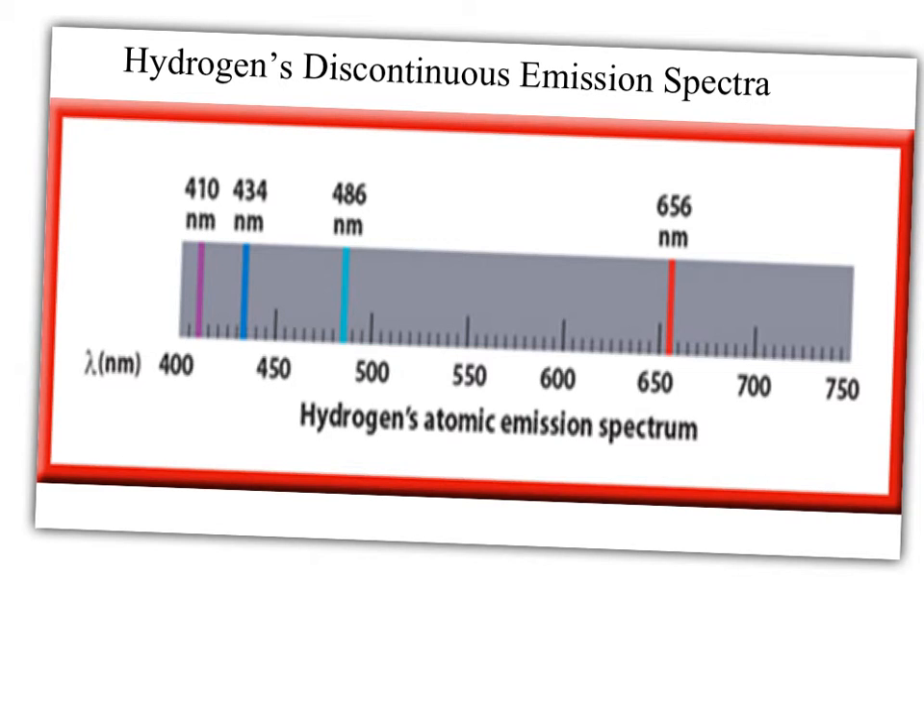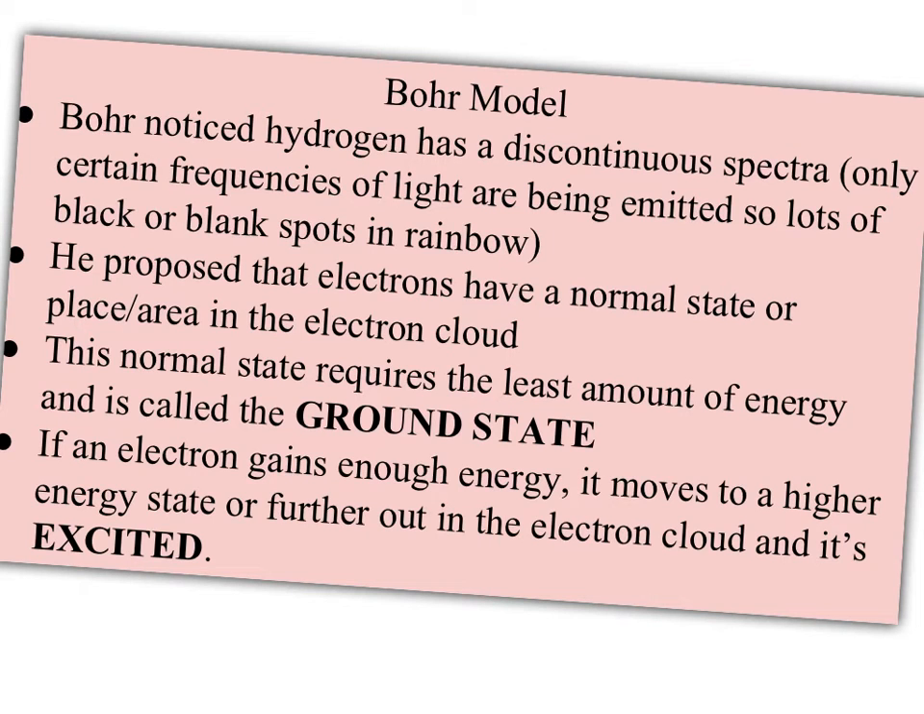Welcome. This video is going to continue to talk about emission spectra and how that ties in with physics and energy, and specifically look at Bohr's work with these ideas. So Bohr worked mostly with hydrogen. It's a gas, it's easily available, and he noticed that hydrogen has a discontinuous spectra, which means only certain frequencies of light were being emitted.